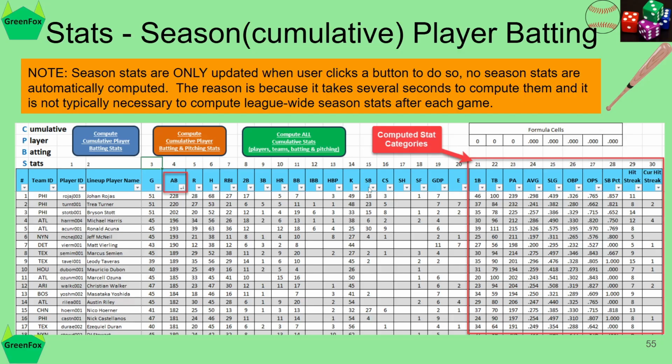And this first set of categories are all basically the same categories that are on the score sheet. But from 21 to 30, these are additional statistical batting categories that are computed, like singles, total bases, plate appearances, their average, their slug, their OBP, their OPS, their stolen base percentage. This is their season hitting streak and their current hitting streak. So that's the season player batting, which is always a favorite.